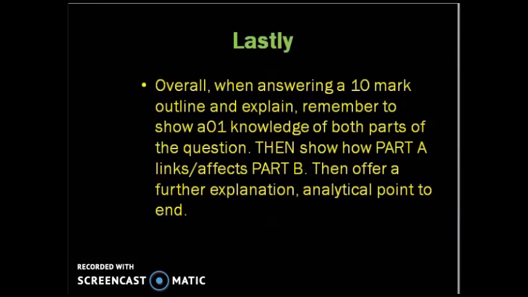So overall, when answering a 10-mark outline and explain, remember to show AO1 knowledge of both parts of the question and show how part A linked or affects part B. Add a further explanation and any analytical points to finish.